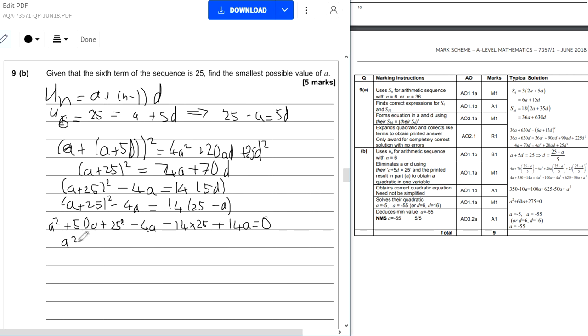So let's do that. a², 50 minus 4 plus 14 is going to be the same as 50 plus 10, so that's going to be 60a. And then we've got 25², so 25 times 25 minus 14 times 25, which is the same as 11 times 25. But you could keep it as 25² minus 14 times 25. If you're unsure about that, you're going to get the same answer. I'm going to plug this into my calculator anyway, and I'll see what I get.